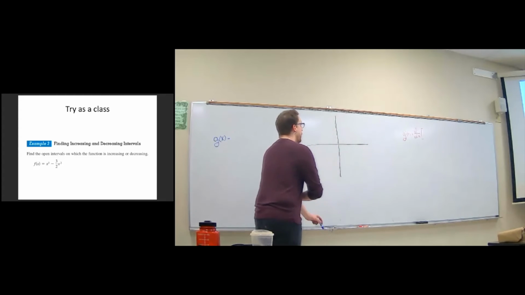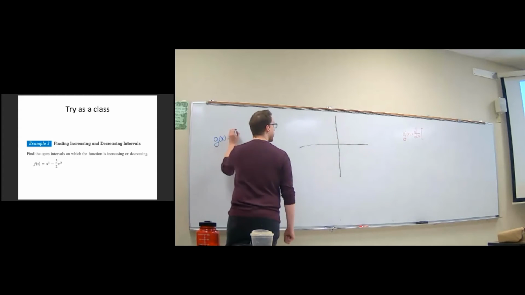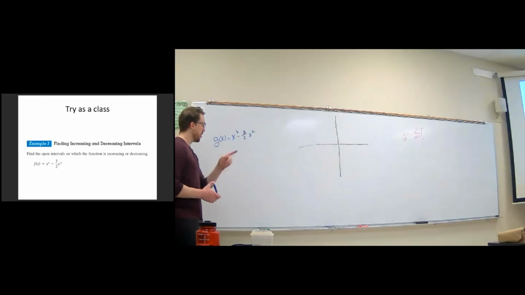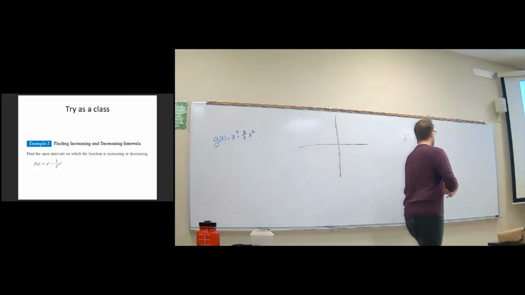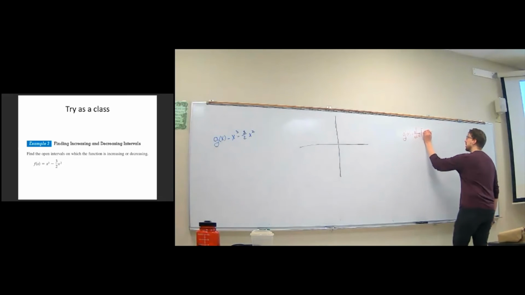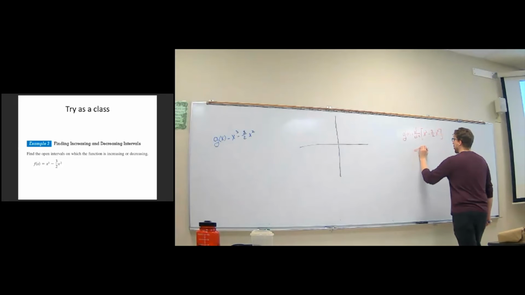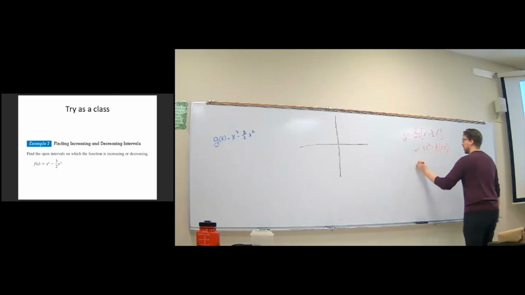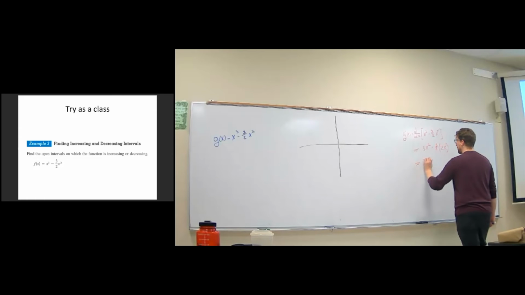All right, our function here is x cubed minus 3/2 x squared. We can't simplify this any further. So let's go take the derivative of it. X cubed minus 3/2 x squared. Well, this is going to be 3x squared minus 3/2 times 2x, which is equal to 3x squared minus 3x.